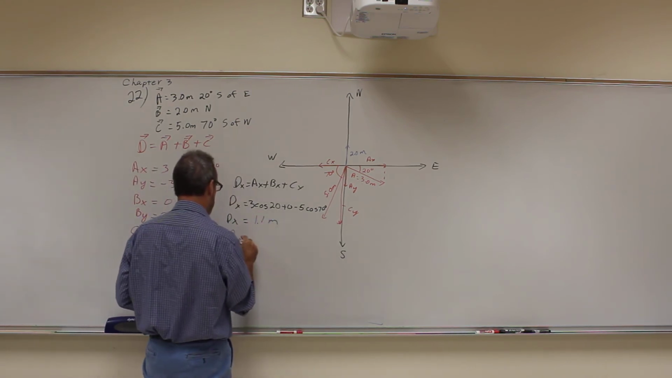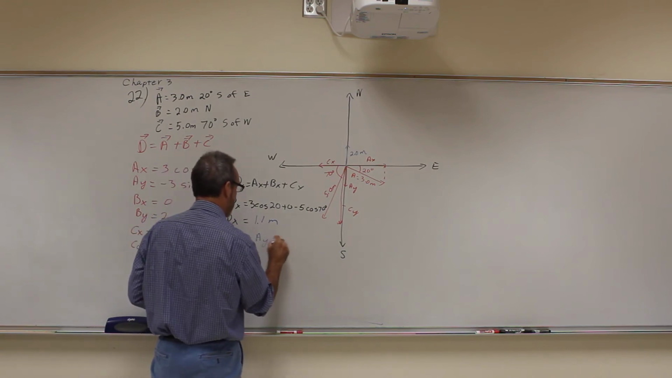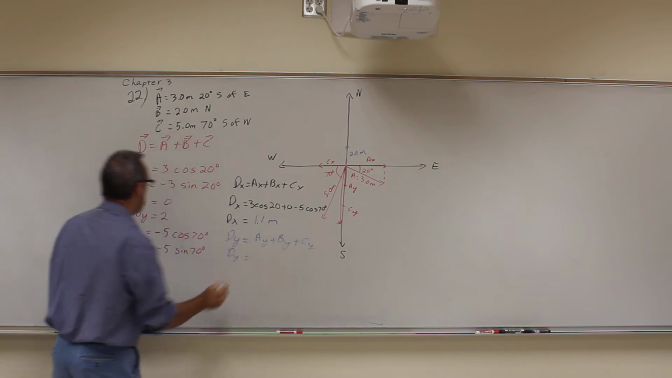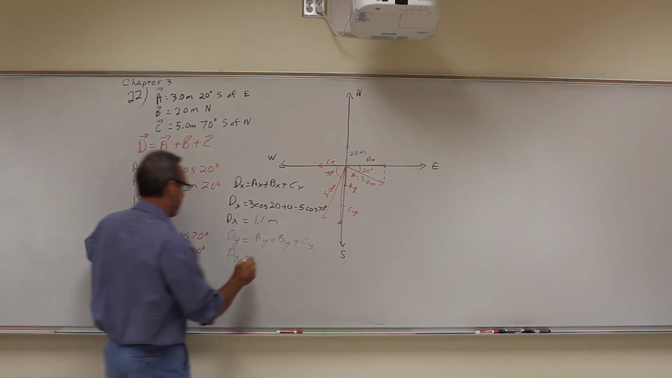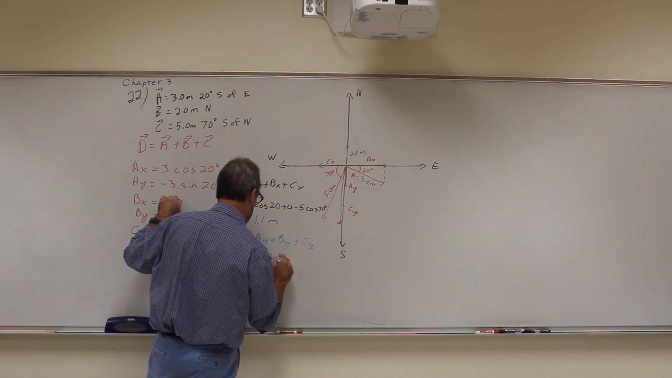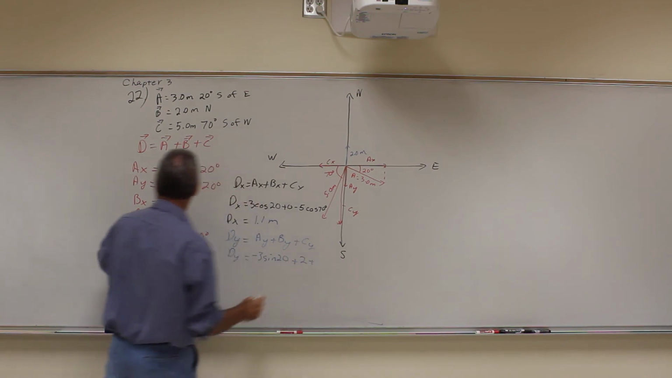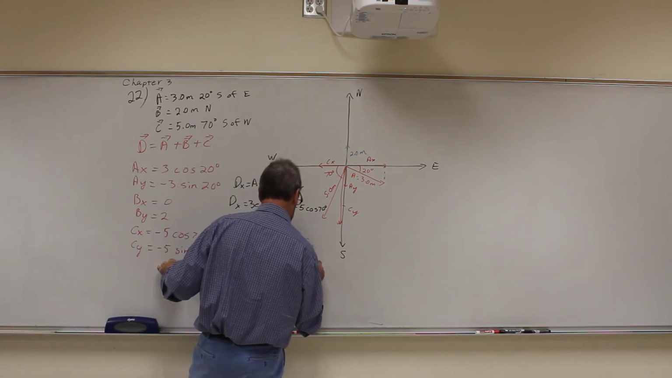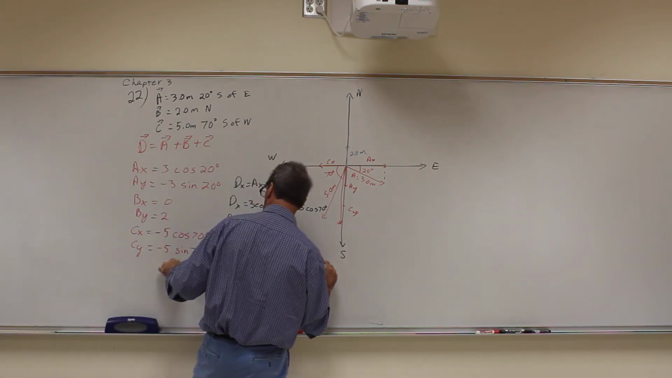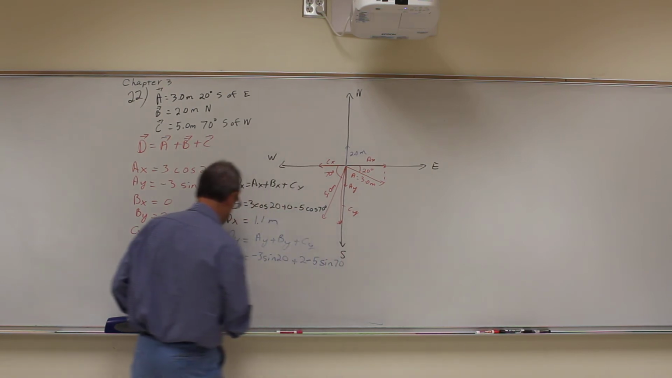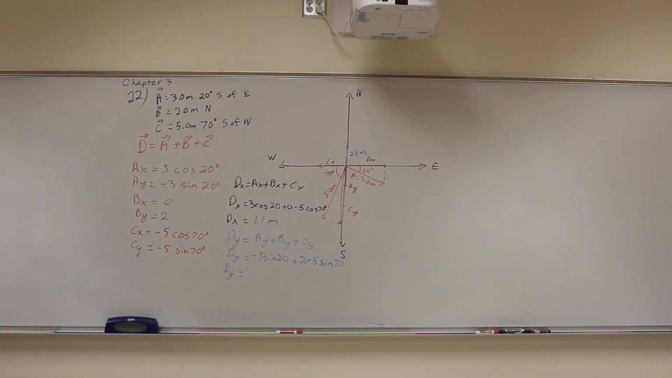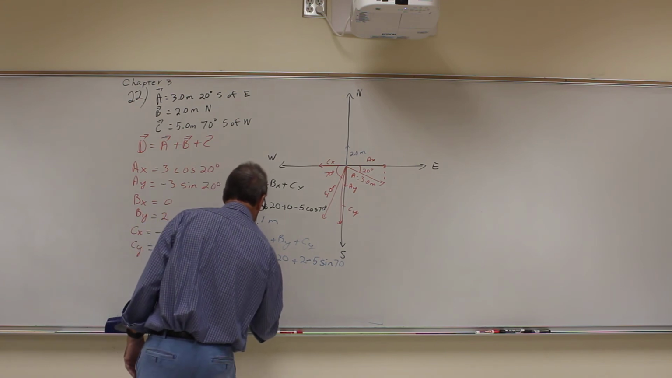Dy is going to be equal to Ay plus By plus Cy. Well, Ay is here, so this is negative 3 sine of 20 plus 2, that's what By is, minus 5 sine of 70. And when you calculate that out, you get Dy is equal to minus 3.7 meters.